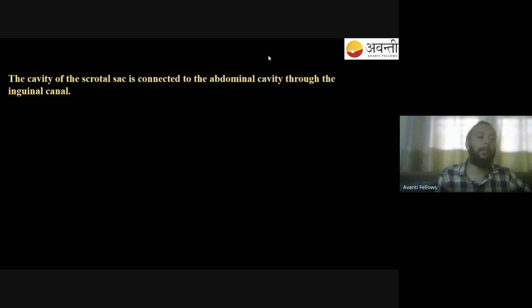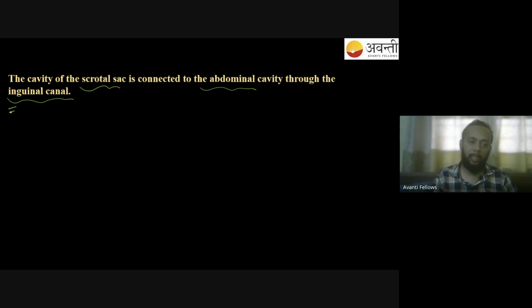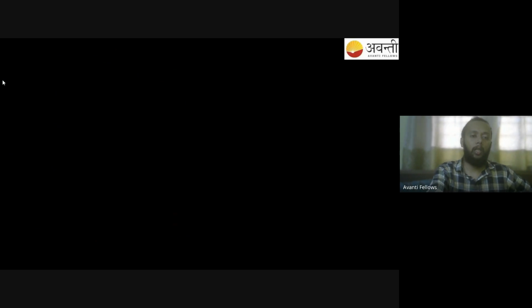The cavity of a scrotal sac is connected to the abdominal cavity through an inguinal canal. That is an inguinal canal which connects the abdominal cavity with the testes or with the scrotal sac. So that is called the inguinal canal. We'll show you a picture of that later on. That is something you have to know.